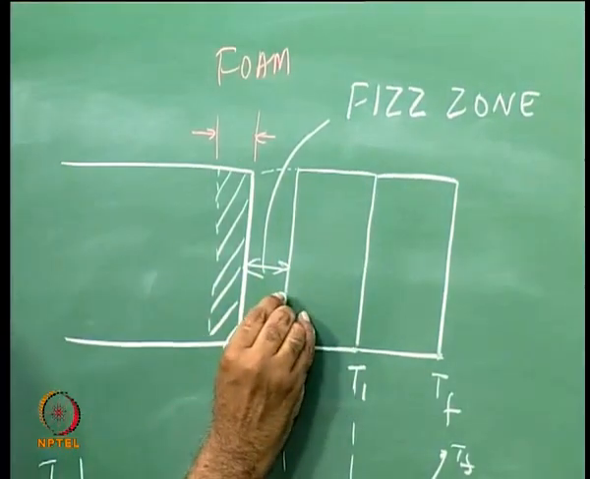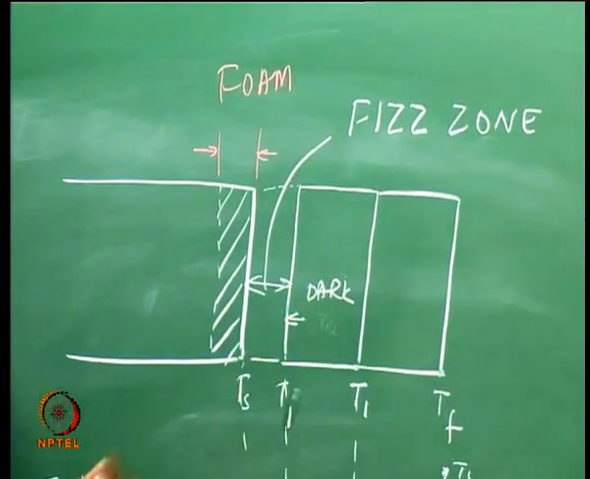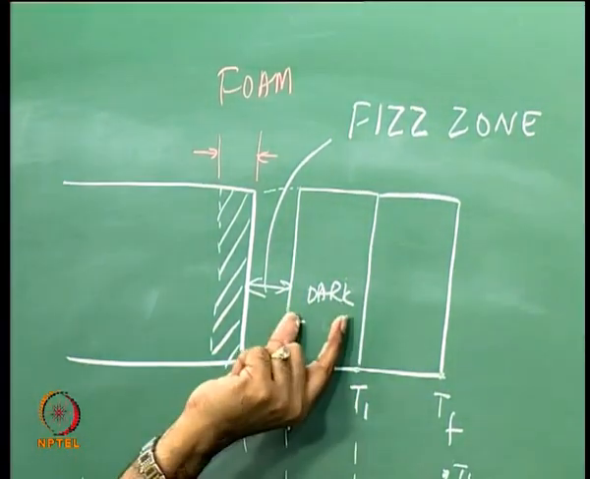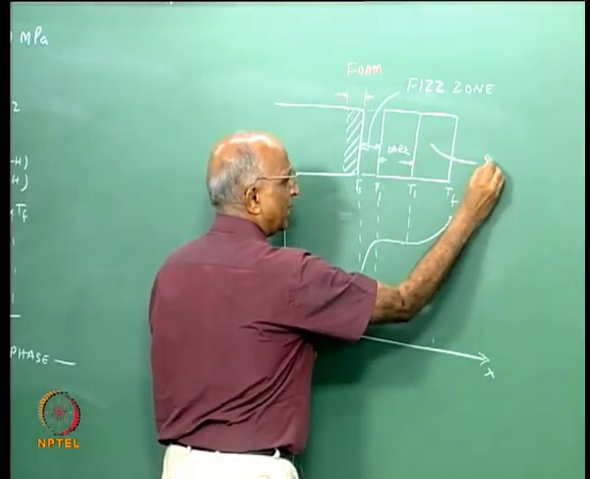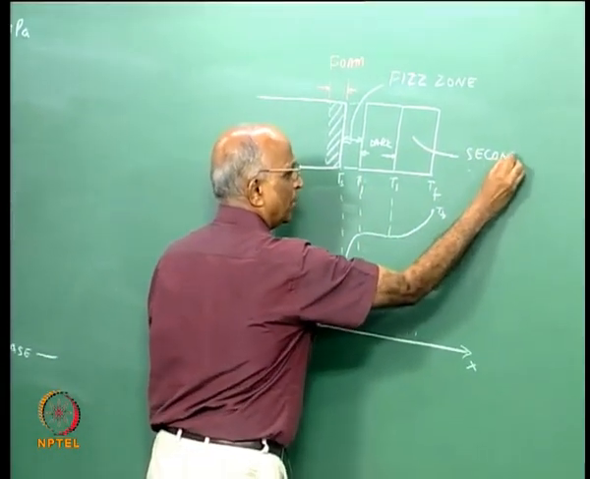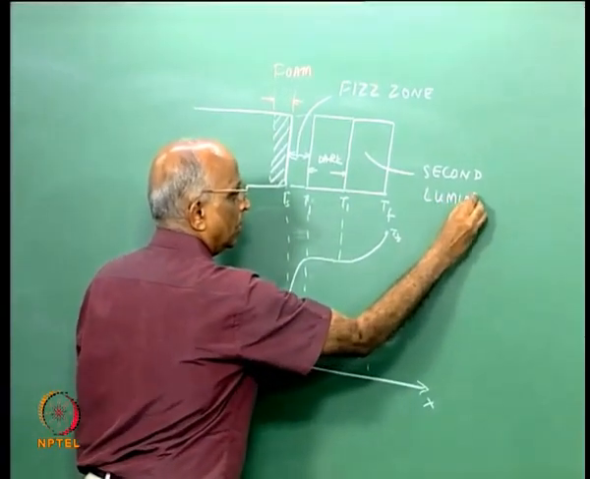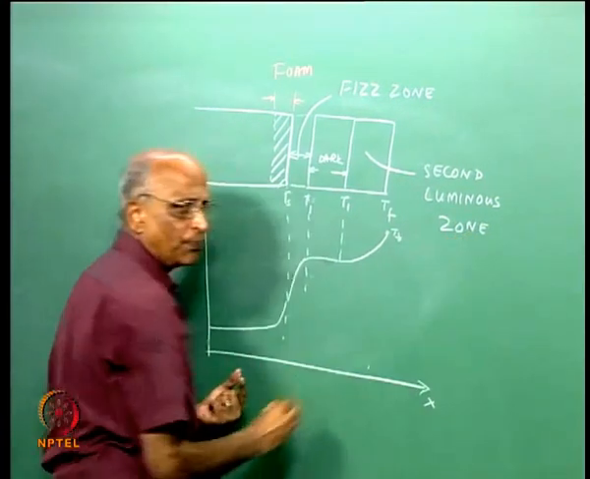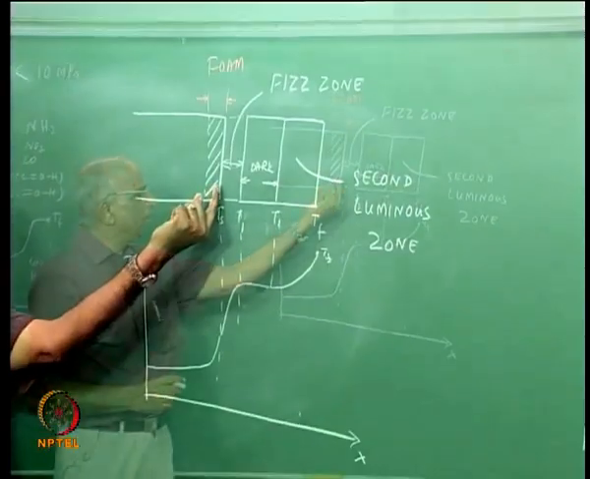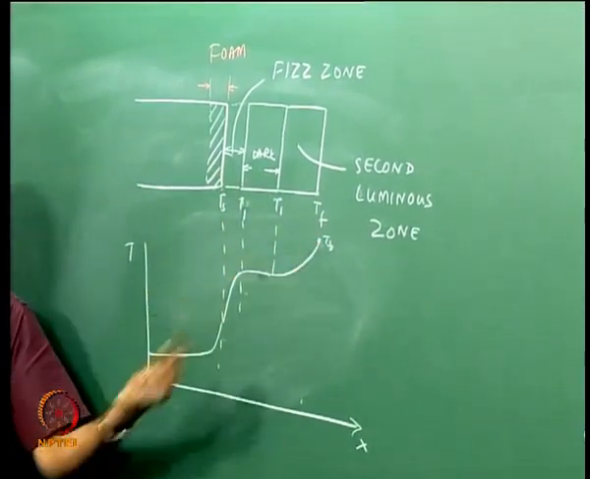This is followed by a dark zone. Why is it dark? Nothing happens here. There is no further increase in temperature, so it looks dark. Thereafter you have the second luminous zone, because again high temperature comes. This is how a double base propellant when ignited burns to give you the high temperature Tf.